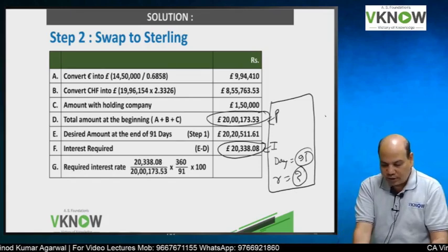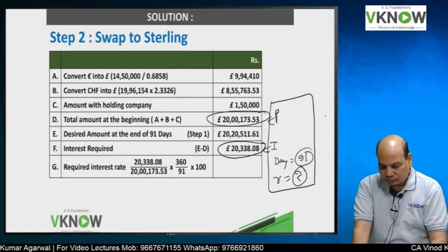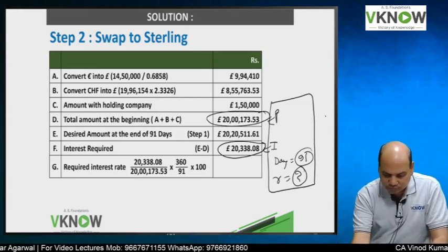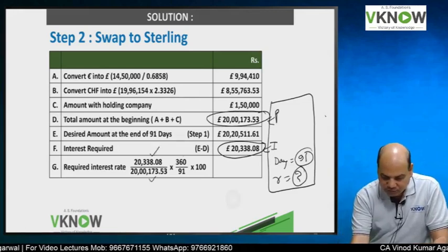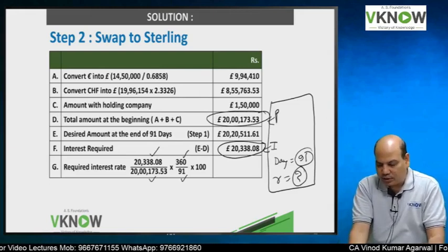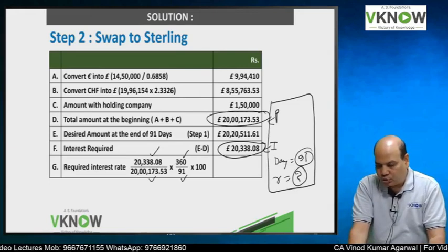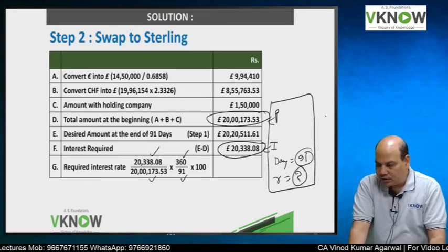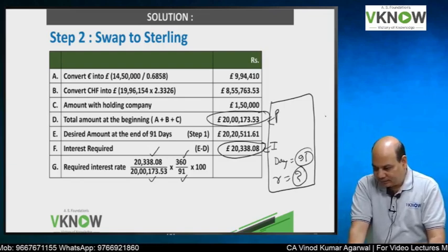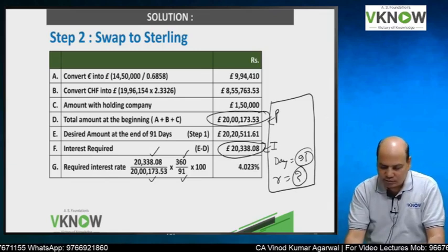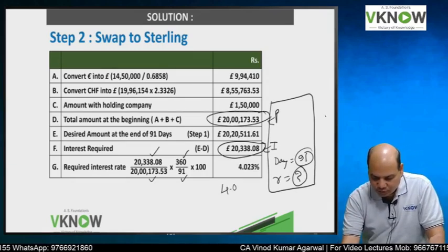So the required interest rate will be interest amount divided by principal into 361 divided by 91 into 100. The answer is, come on everyone, 4.023%. That is also right. 4.022 is also right.